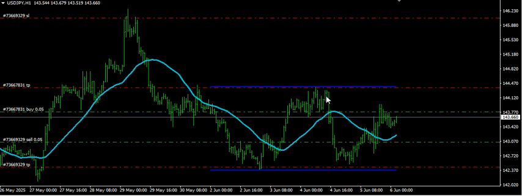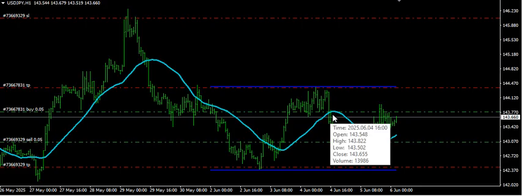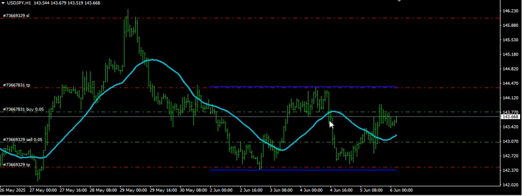What is the next setup? It will go down. It bounced below the 30. Now where is it going? Put your own take profit around this support line. It gets there, you get out.